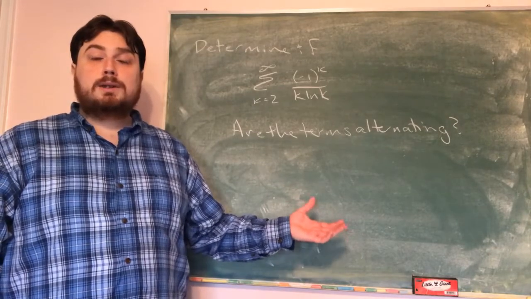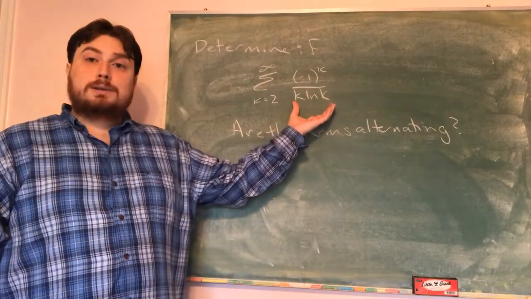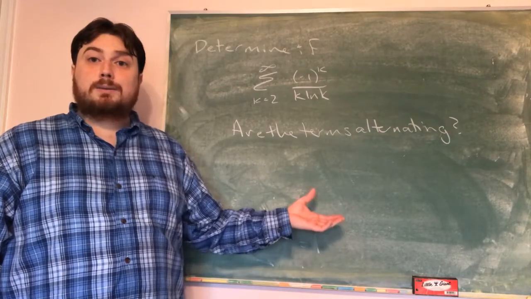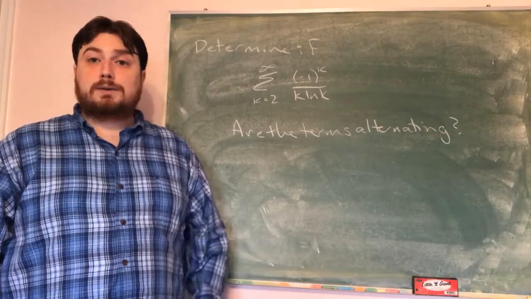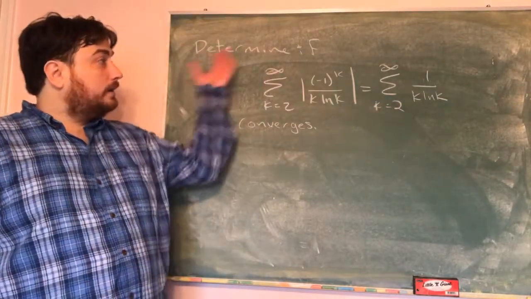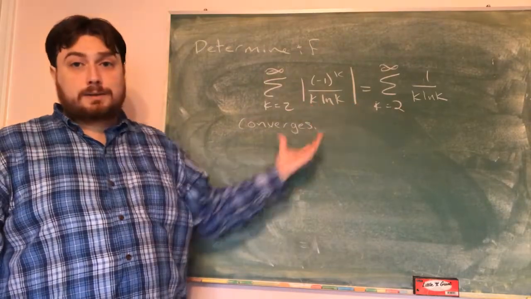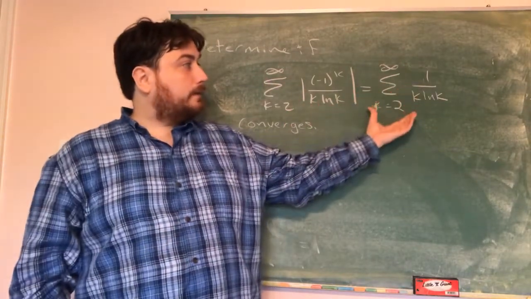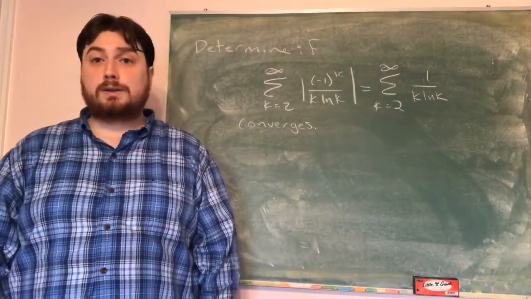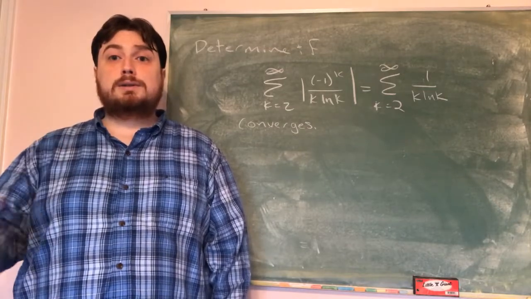So what we need to do is start over. We need to decide if the absolute value of the terms of the series is going to converge or diverge, and that will give us our final answer about absolutely or conditionally convergent. So again, we're going to start over and determine if the sum from 2 to infinity of the absolute value of the terms converges. That is, determine if the sum from 2 to infinity of 1 over k natural log of k converges or diverges. And again, we're going to go through our divergence test decision tree.